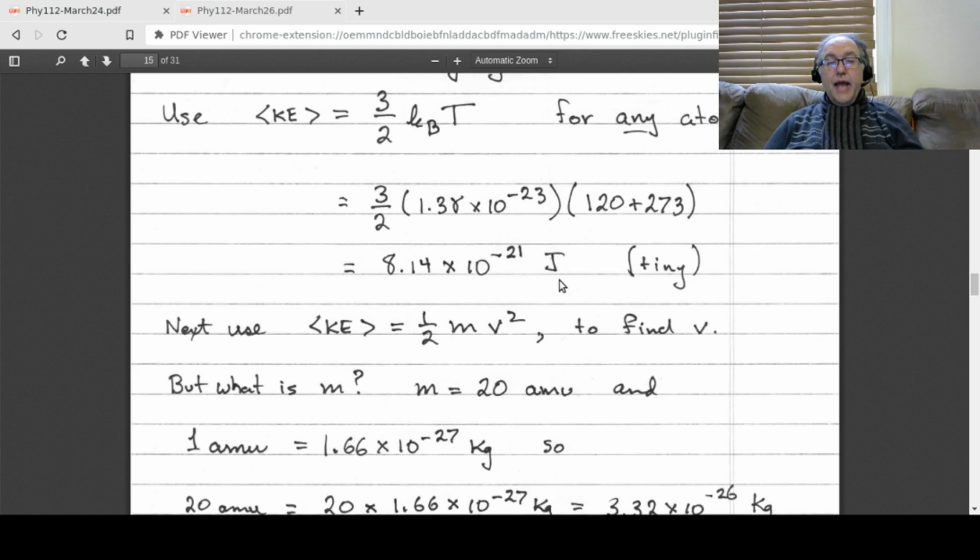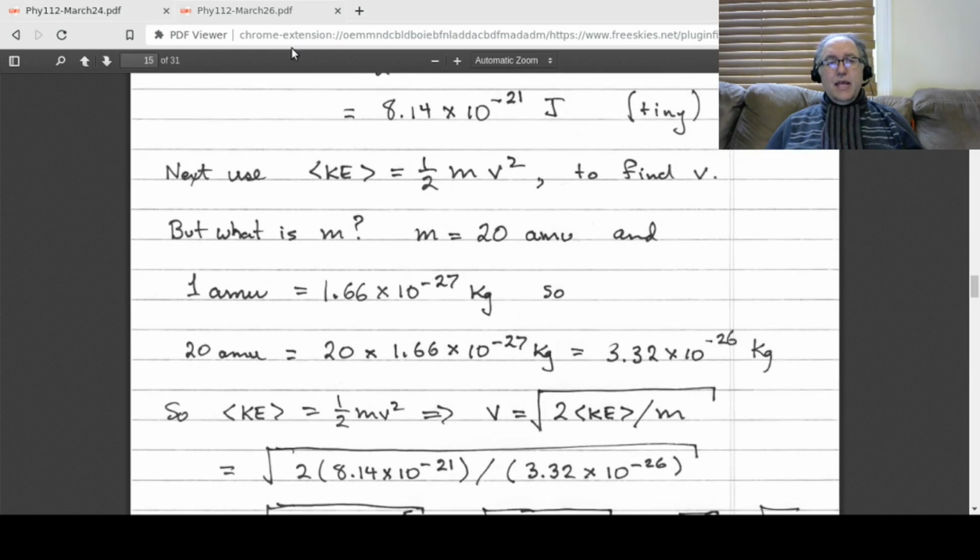All right. Now, yeah, it's a tiny amount of energy, but the mass is tiny, so the velocity is not going to be so tiny. So the question is, let's now calculate on average how fast these neon atoms are traveling. All right, so to do that, we're just going to use the fact that the average kinetic energy is equal to 1/2 mv squared. All right, and so we want to find v here. And we can do that because we have the average kinetic energy. We just calculated that. And we have the mass, but I didn't give you the mass in kilograms, and we need to convert it to kilograms.